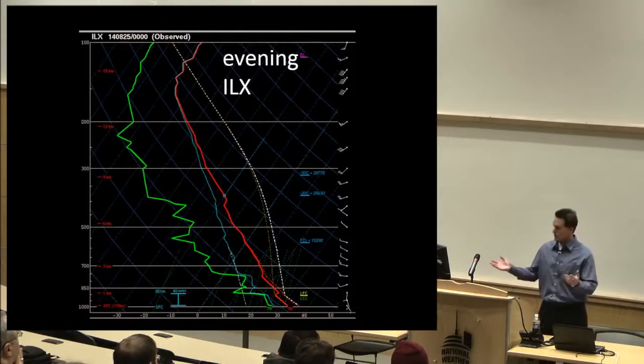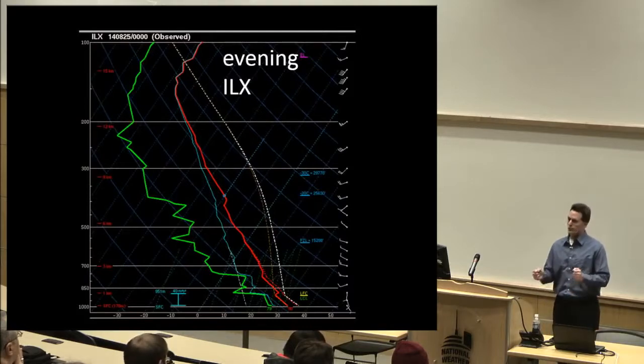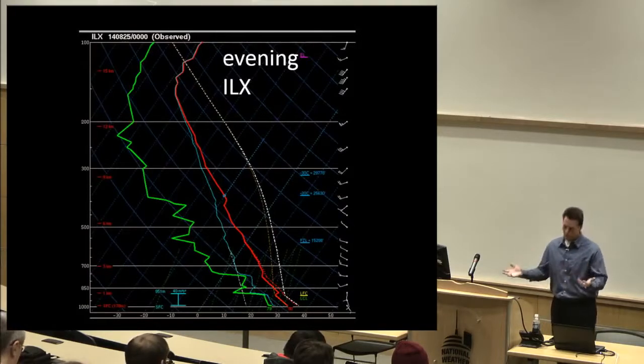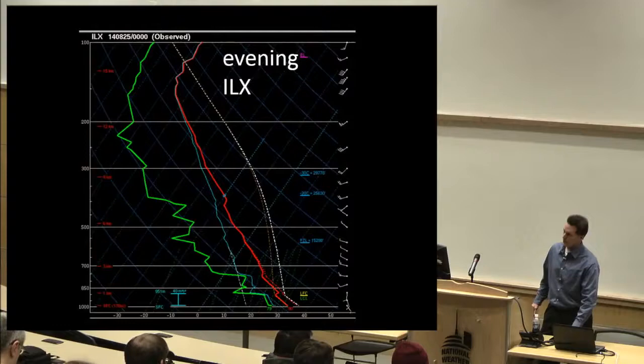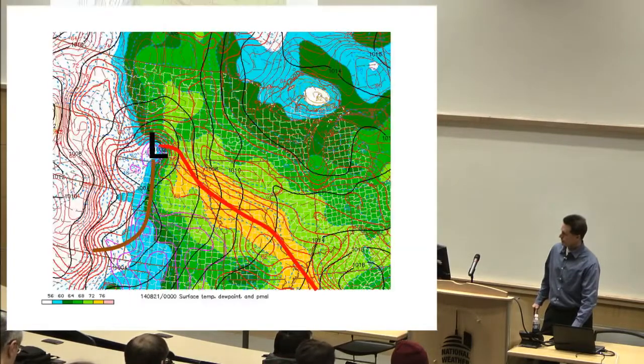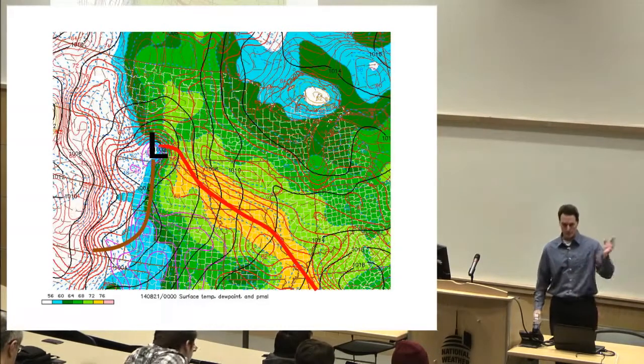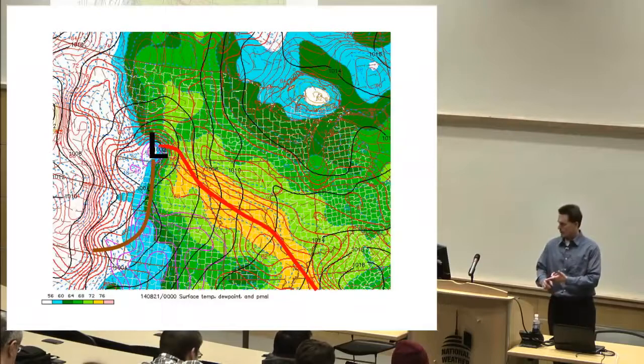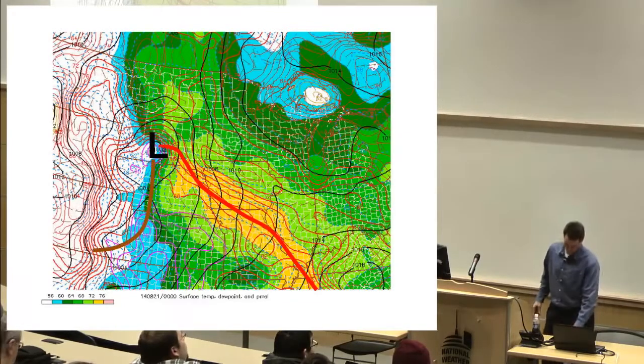Now, you might say, wow, look at all that CAPE. Boy, the cornfields are rolling today. Well, let's look at where this air came from over the previous week. Again, the pattern leading up to it. So I sort of sketch in loosely frontal zones. I don't have any fancy software for this, so a red line is a warm front, a brown line's a dry line, and a cold front's blue. You'll get the picture here.